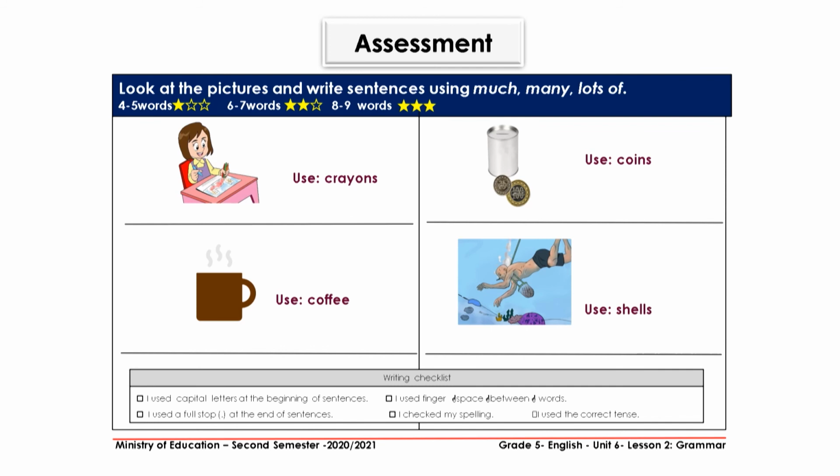So make sure when writing that you used capital letters correctly. You used the full stop at the end of the sentences. You used finger space between words. You checked your spelling and you used the correct tense. Once you finish, you can look at these sentences.